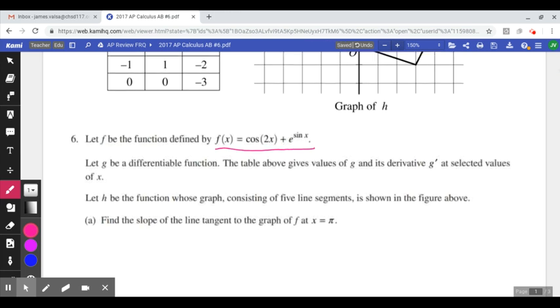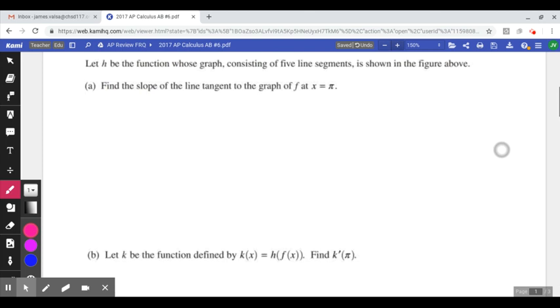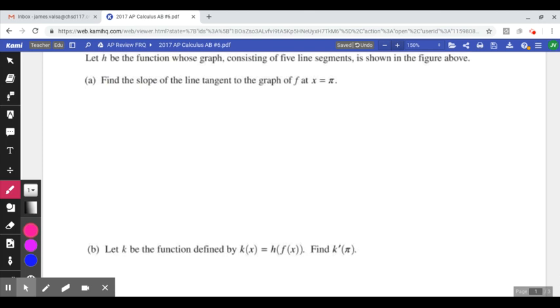the correct answer. Part A says find the slope of the line tangent to the graph of f at x is equal to pi. And some key words here are slope of the tangent line, or slope of the line tangent to the graph of f at x is equal to pi. What this means is we need to find f prime, or the derivative of f, evaluated at pi. To do that, we first want to find the derivative of f.